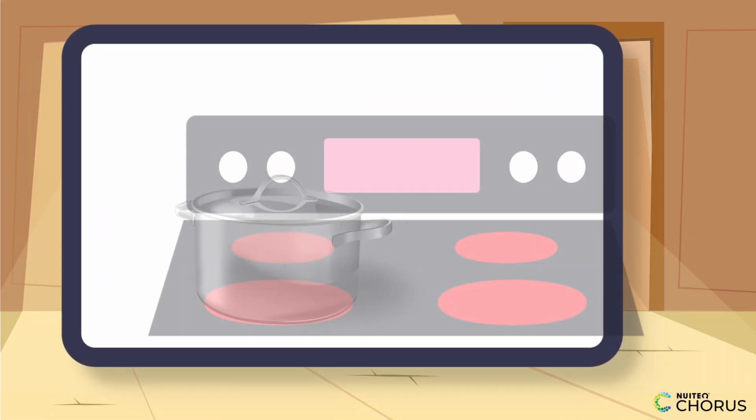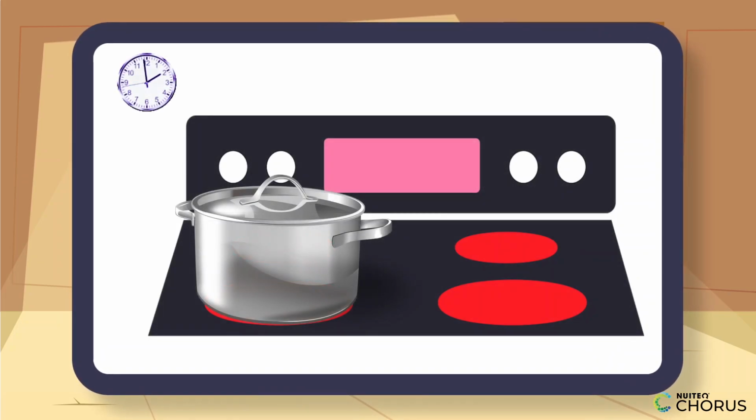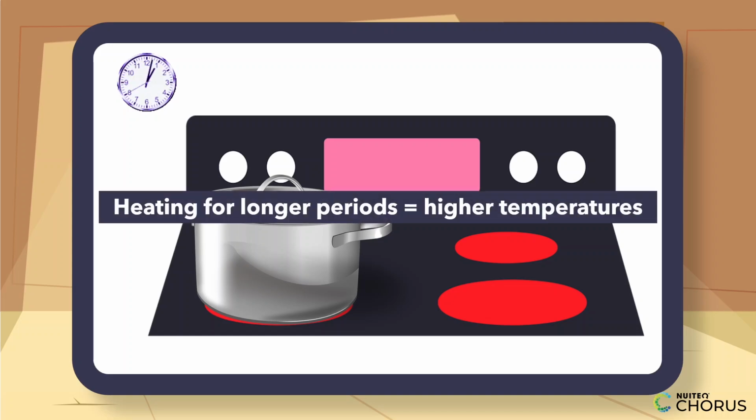Now consider a pot of water. What happens when you heat it for different amounts of time? The longer you heat it, the hotter it gets. Precisely. Heating the water for longer periods increases the temperature change, leading to higher temperatures.